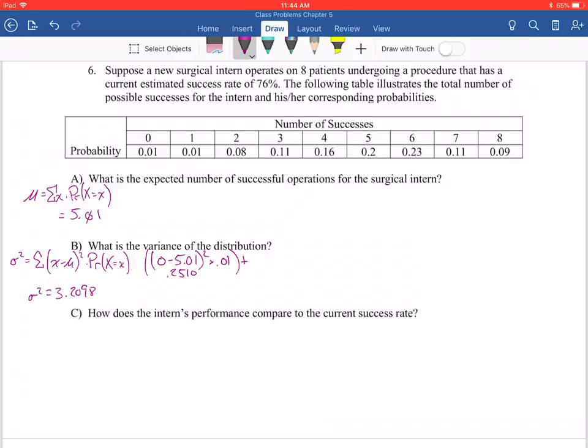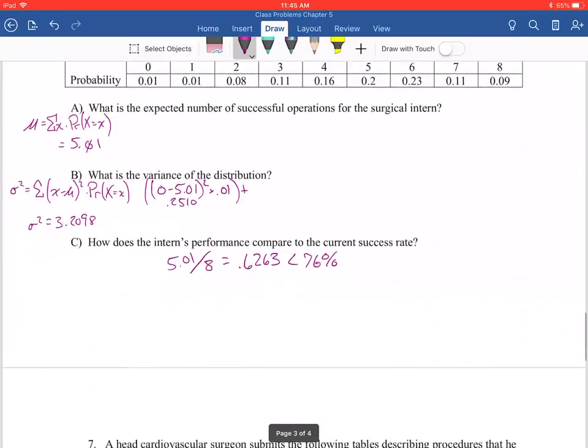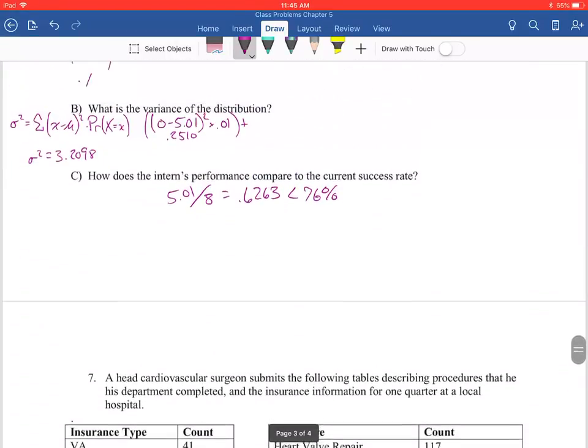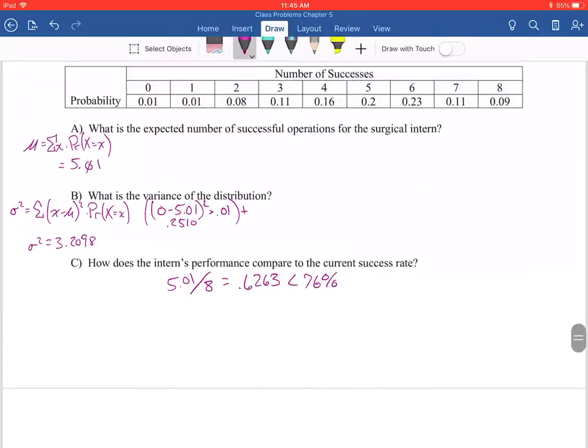And then, how does this intern's performance compare to the current success rate? We take our average that we got, divided by 8, and you get 0.6263. That is less than the 76% success rate they're already seeing, so he's not performing nearly as well as they're expecting him to. Okay, I'm going to pause the video here, and I will do the last part in another video.